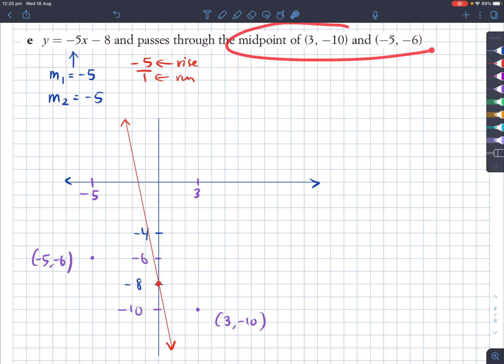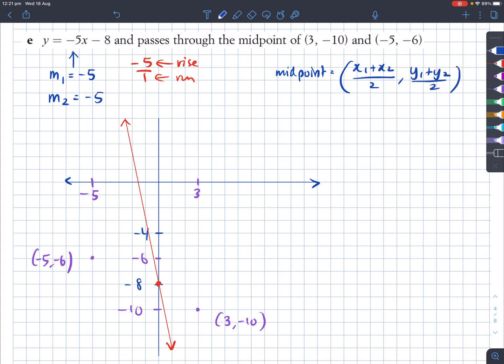Now what we've got to do first is find the midpoint of these two. We want to find the middle of these two points. So the midpoint, remember, is x1 plus x2 over 2 and y1 plus y2 over 2. So here are our x values, x1 and x2. Let's add them together. We would get 3 plus -5, which is 3 minus 5, over 2. And then we'll have our y1 and y2 values, which we'll also add together. So that's -10 plus -6, which is the same thing as -10 minus 6, over 2.